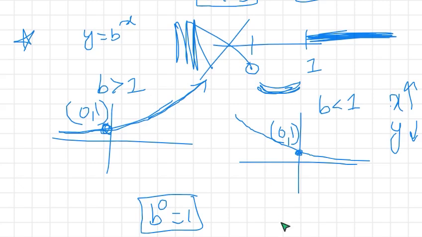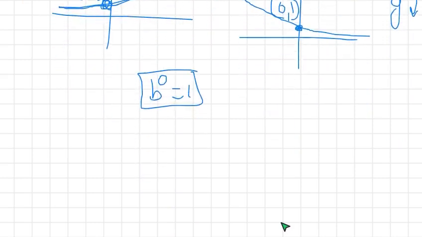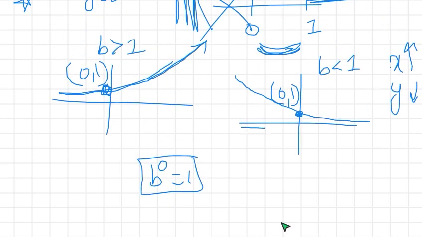Okay, so this is about exponential graphs. The asymptote is still the same, the x-axis.